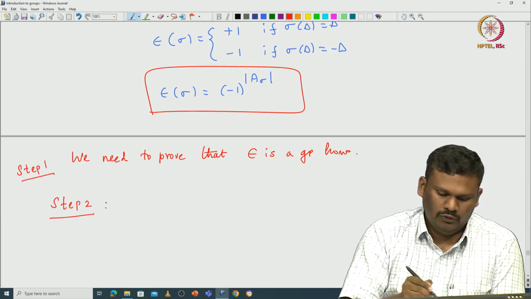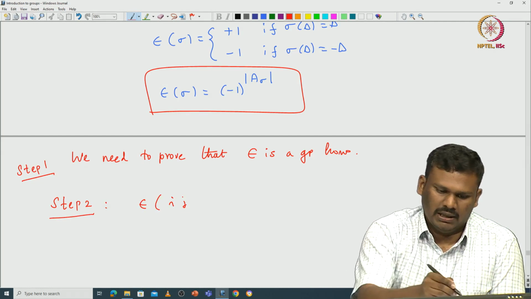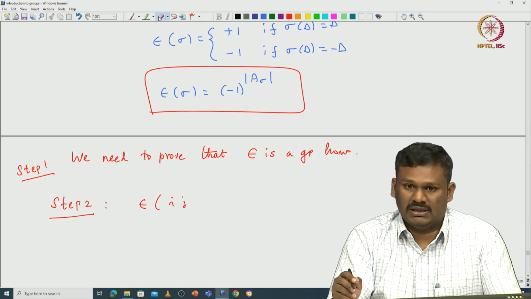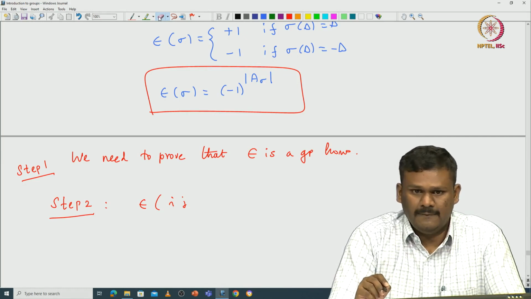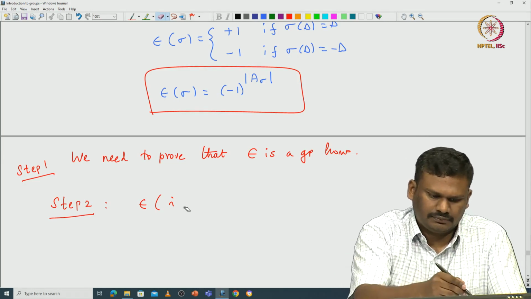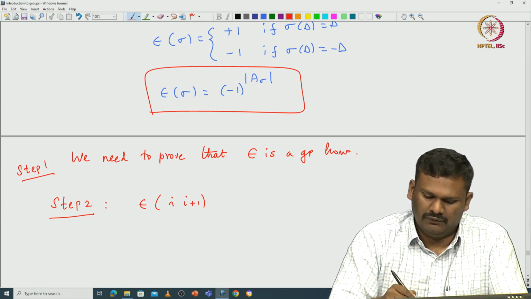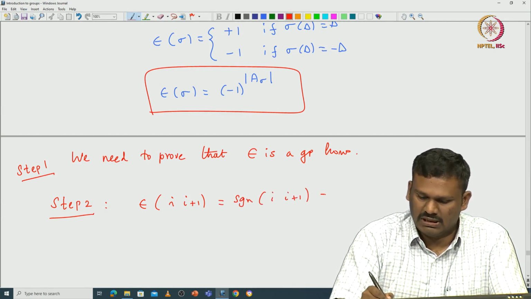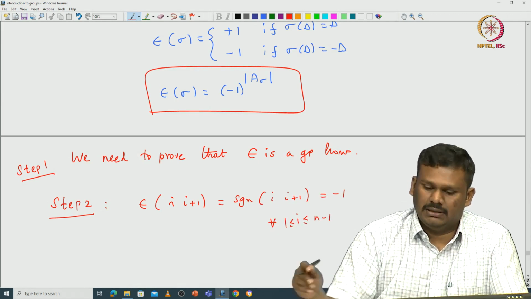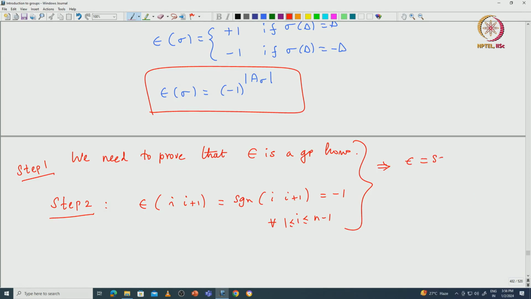Step 2 will be to verify that epsilon of any transposition (i, j)... or rather, we have already proved that the adjacent transpositions (i, i+1), the simple transpositions, also generate the symmetric group Sn. So if you take the adjacent transposition (i, i+1) and verify that epsilon of (i, i+1) is the same as sign of (i, i+1), which is minus 1 for all i from 1 to n minus 1, then these two facts together will imply that epsilon is the same as the sign map.